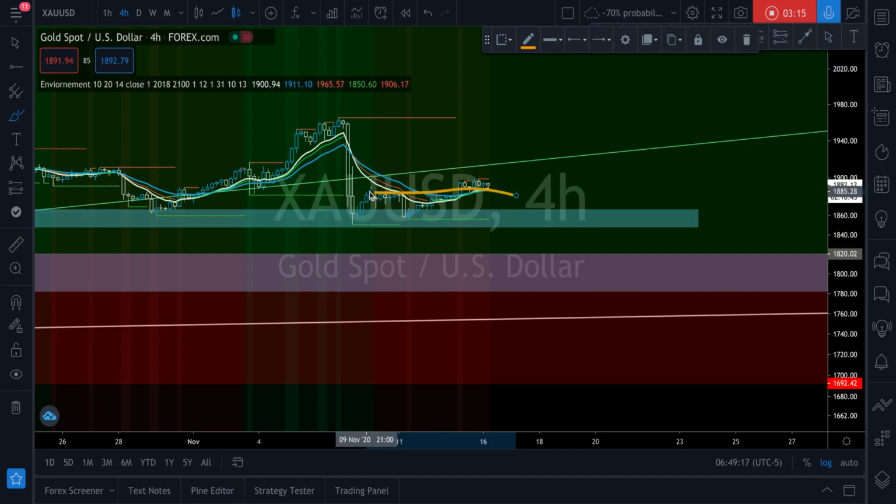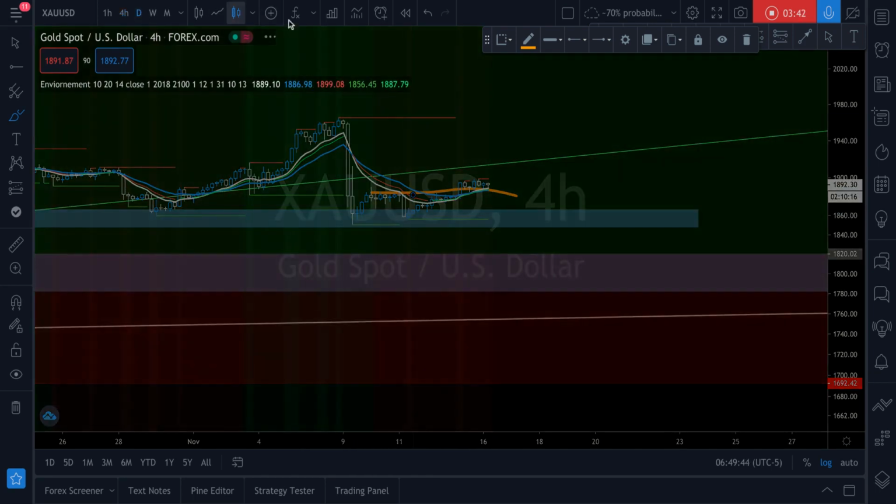You can see we're already testing this area of structure as support now. So basically we're getting in the position where we're ready to buy. Let's put up a limit around the 1881.50. Let's put a limit there. So let's come back up.